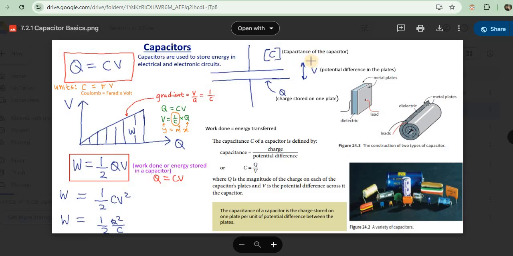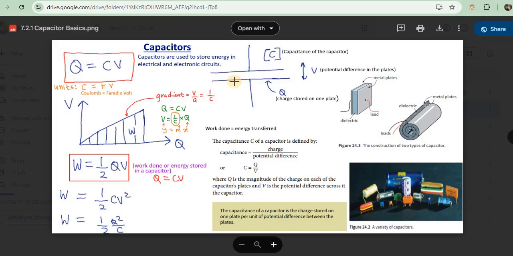So in other words, we can say that C, the capacitance, is the charge to potential difference ratio. So you see here the capacitance of a capacitor is the charge stored on one plate. Remember, it's not on both plates, it's the charge stored on one plate per unit of potential difference between the plates. V is the potential difference across the plates. This is the symbol for a capacitor. We have two parallel lines to indicate a capacitor. In the case of a cell, we had two lines.